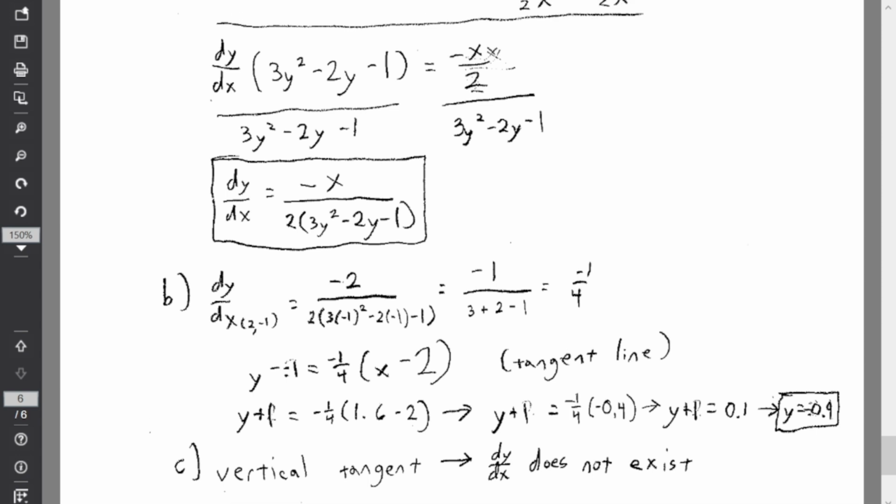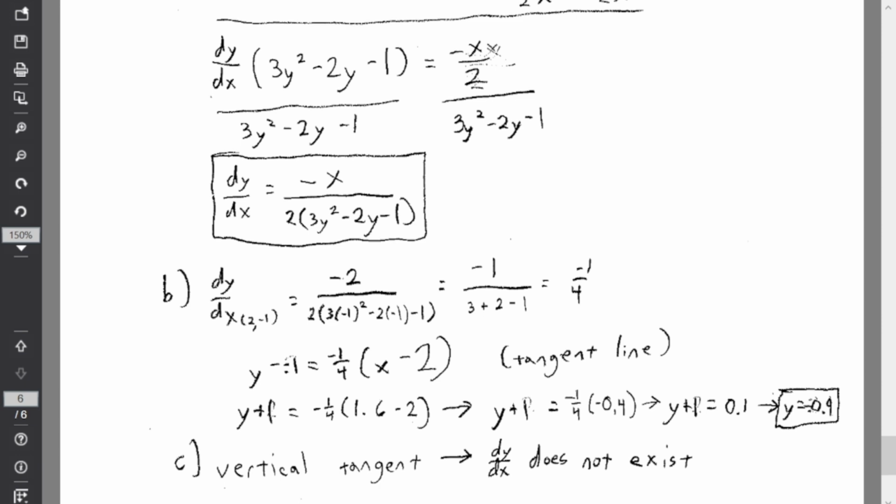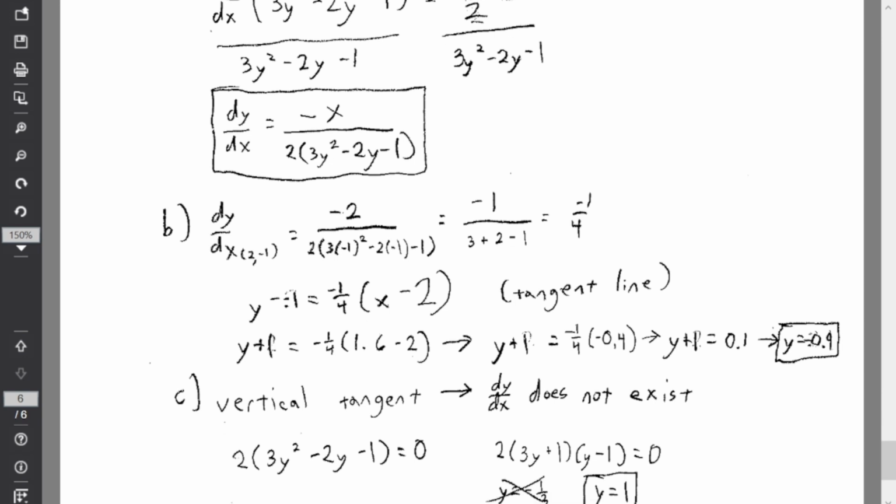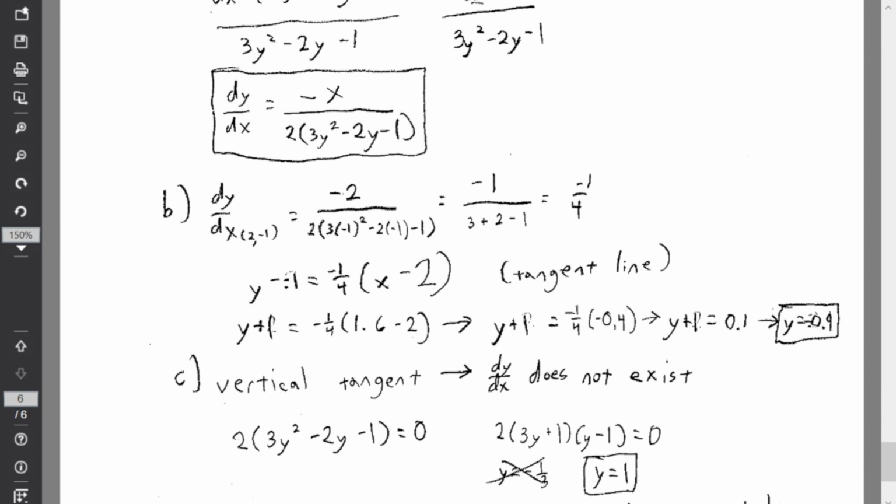And if dy dx doesn't exist or is undefined, that's going to happen where the bottom is 0. So I'm going to take the bottom and set it equal to 0. And fortunately, that factors. So we get 2 answers of negative 1/3 and positive 1. We look at negative 1/3 and we cross it out because it's not in the first quadrant. So y equals 1 is our value. We don't need to do anything else with it because it just asked where the y coordinate was, and that was it.